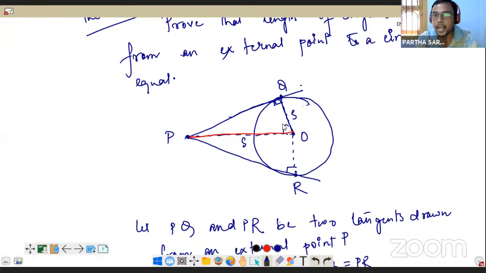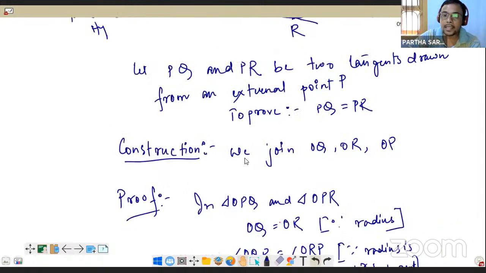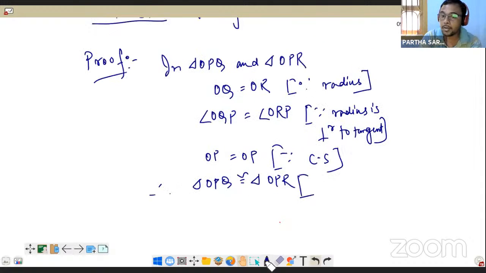Why then should I write 90 degrees? Now listen. If this is 90 degrees, the opposite side is the hypotenuse, and the hypotenuse is equal. In RHS, you have to prove a right angle, the hypotenuse, and at least one side of these two triangles, the corresponding sides, equal. With the help of this, we have proved it by RHS. We cannot write side angle side. If you write this, it will be totally wrong. Always remember, RHS congruence rule.